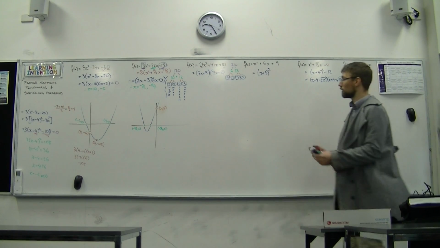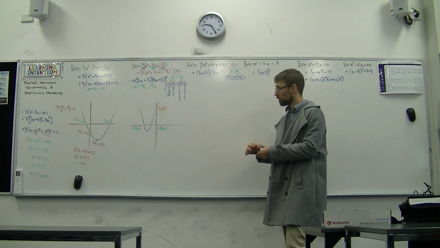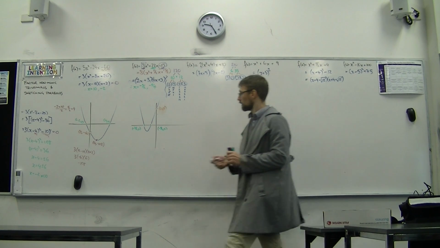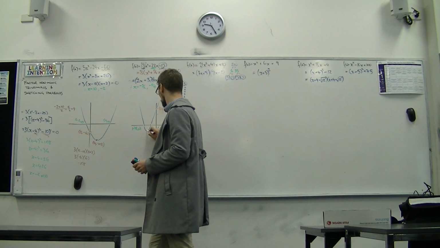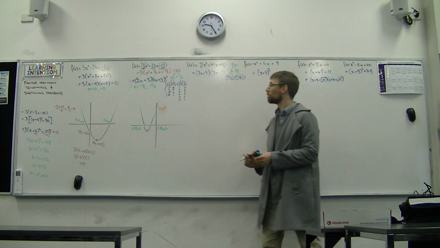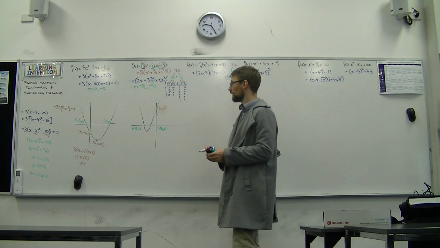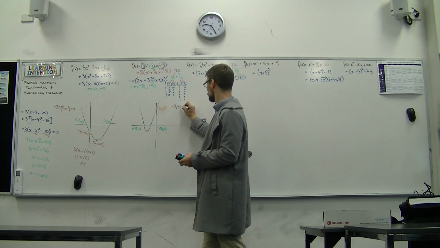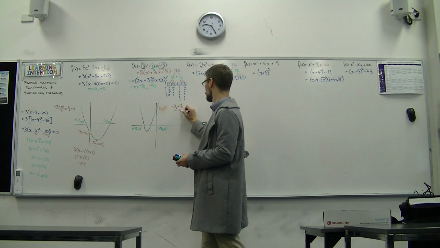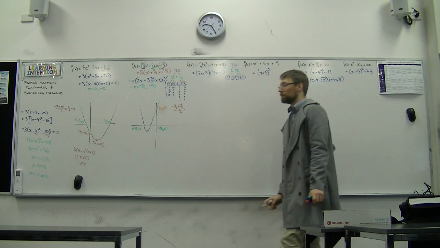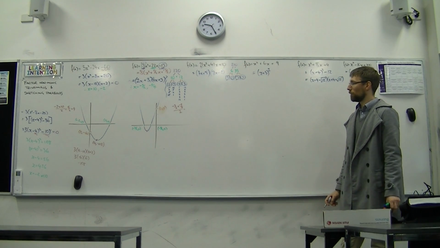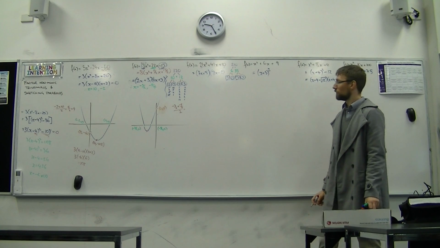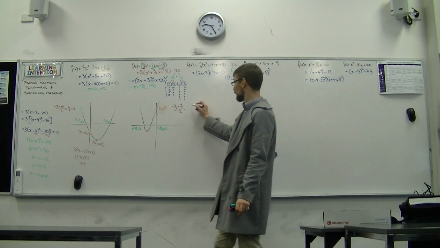What's next? Find the turning point. Okay. How are we going to do that? Find the midpoint of those two. Cool. So the midpoint of these, negative 3 on 2, plus negative 5 on 4, all divided by 2. Is that negative 11 on 4? Negative 11 on 4. Cool.